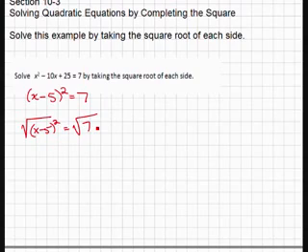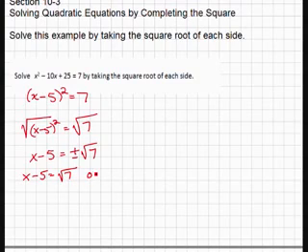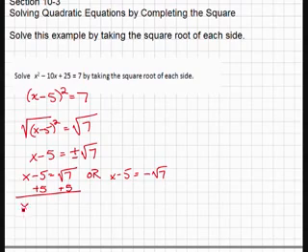We have x squared minus 10x plus 25, which we realize is x minus 5 quantity squared. So we take the square root of each side and we get x minus 5 is equal to the positive or negative square root of 7. So that means that we have x minus 5 is equal to positive square root of 7, or x minus 5 is equal to the negative square root of 7. So we'll solve each of these equations and we'll get x is equal to 5 plus the square root of 7, and x is equal to 5 minus the square root of 7.